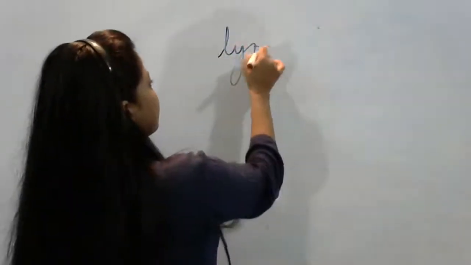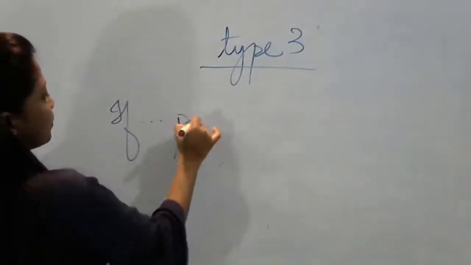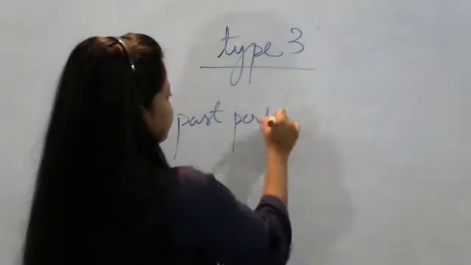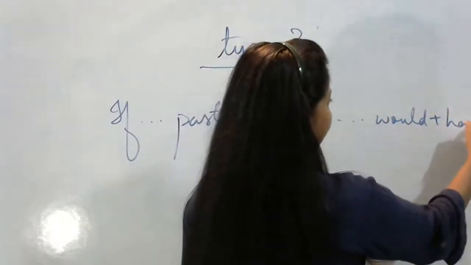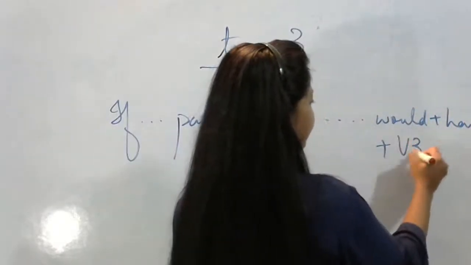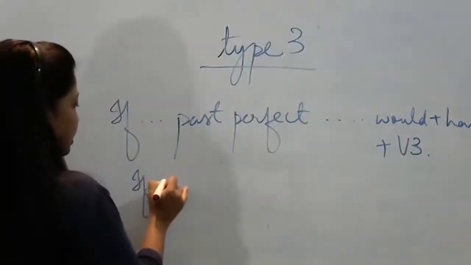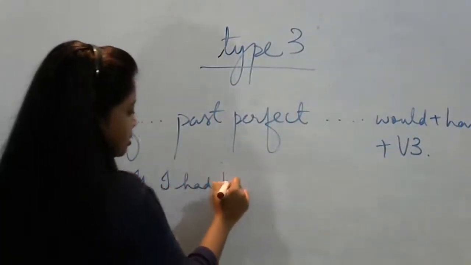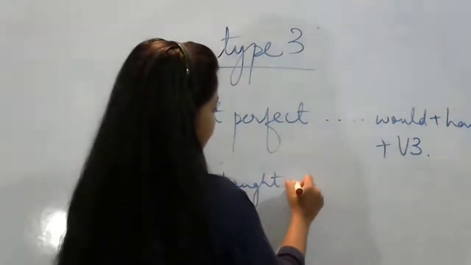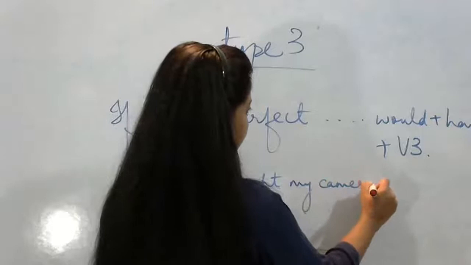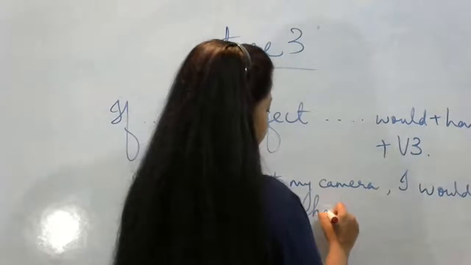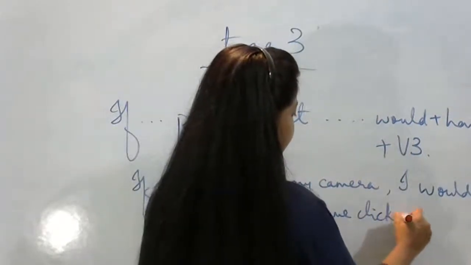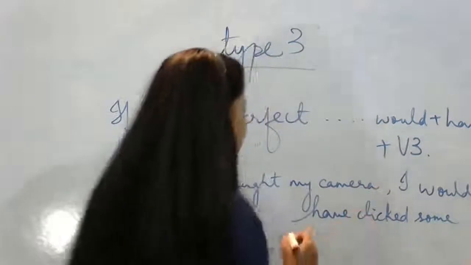Now, apart from this, come to type 3. Now, type 3 is if with past perfect, and this side it will be would plus have plus V3. For example, if I had bought my camera, I would have clicked some photographs.